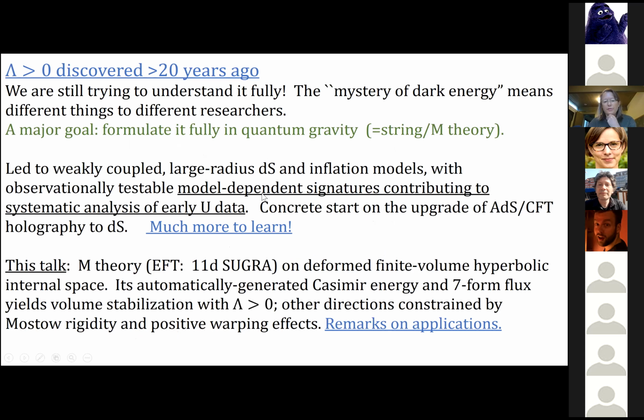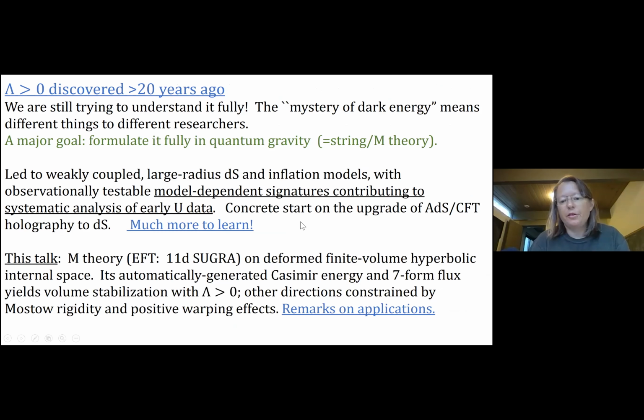This is always at the model dependent level, but still it's useful, and it's contributed not just to testing those models, but also to a more systematic analysis of early universe data generically. I'd say we have a start on the upgrade of AdS/CFT to cosmology, but not a complete framework for that yet. And there's much more to learn, on all of these fronts, but particularly on the latter.